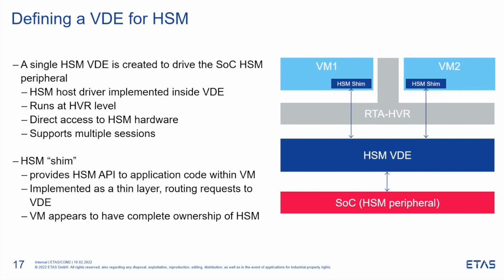Then within each of the virtual machines, we provide an HSM shim. That's just a very thin layer which takes the HSM API and presents that to the guest software that's running within the virtual machine. And then as the API calls are made through the API, they're simply translated into a service call onto the VDE. So requests are routed directly to the VDE. And what it means is the appearance to the virtual machine is they have complete ownership of the HSM, so that they're interacting with the HSM as if they're the only thing using it.